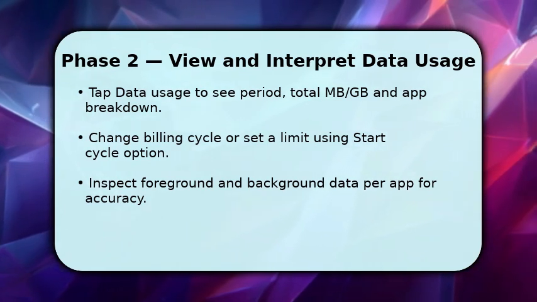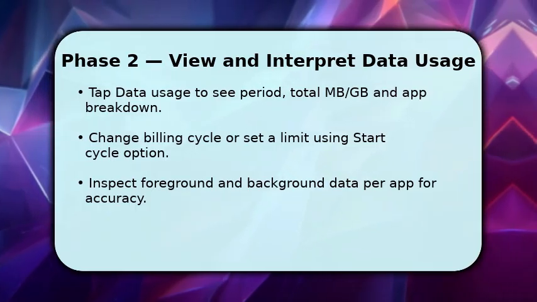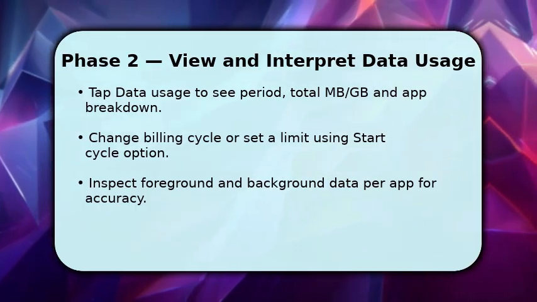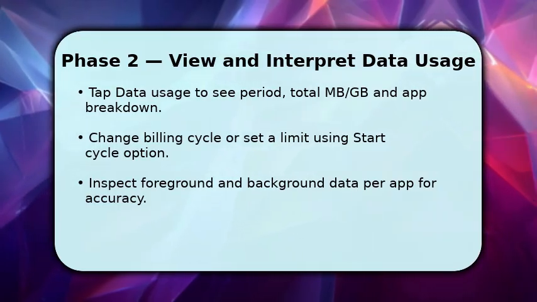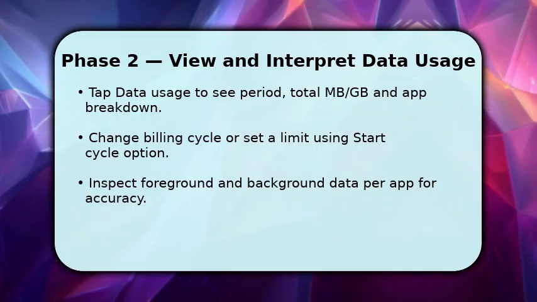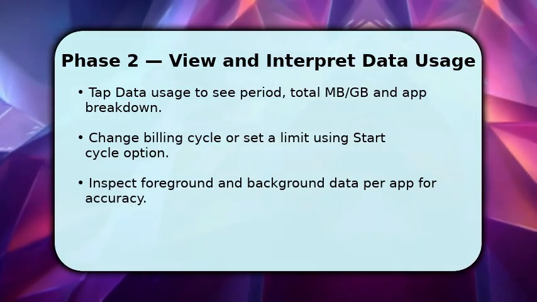Here you'll see the billing period and a total MB or GB consumed. Scroll to app data usage to view individual apps and identify heavy users. This helps you understand why usage spikes. If needed, change the billing cycle so numbers match your carrier. Once done, you can also set a warning or cap.